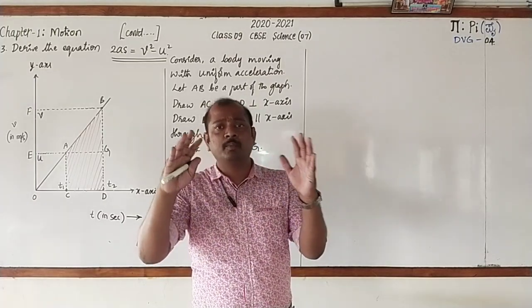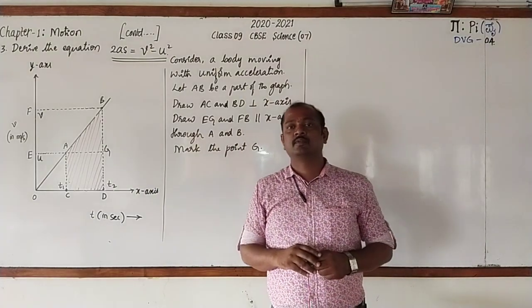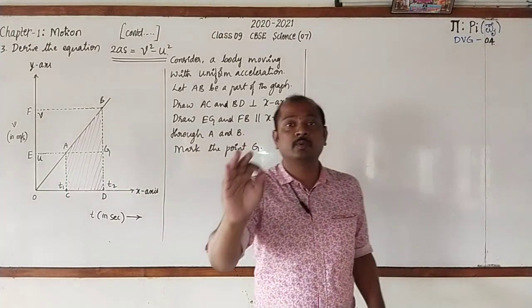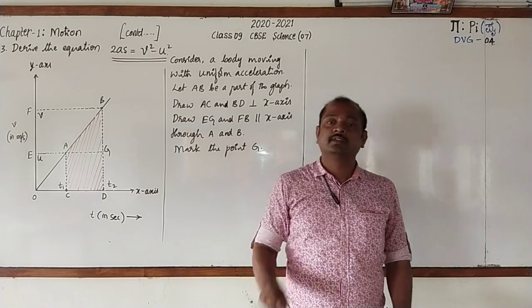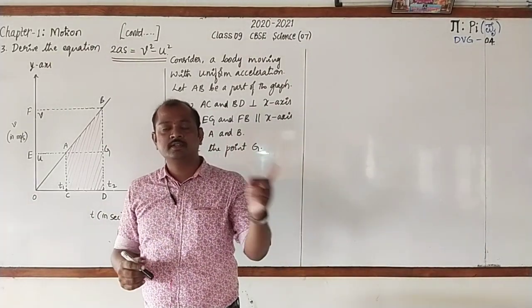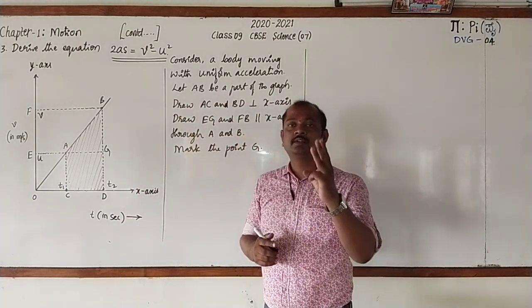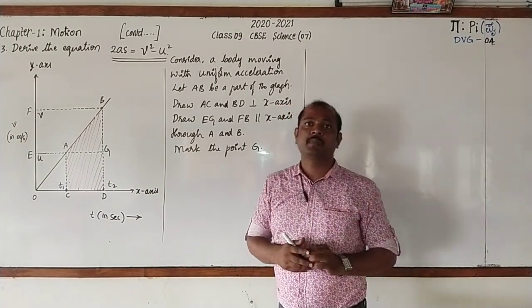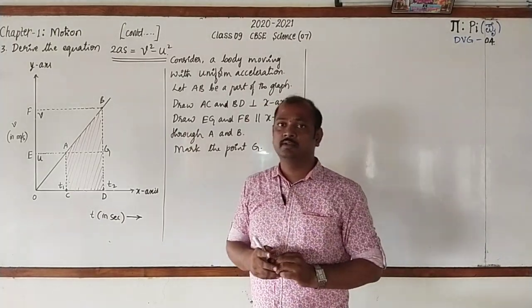The relationship among all these can be expressed in terms of equations. What do you call these equations? Yes, you are right. They are called equations of motion. How many such equations of motion are there? There are three such equations. One is v equal to u plus at. Second one is s equal to ut plus half at square. And third one is 2as equal to v square minus u square. The first two were derived by graphical method.